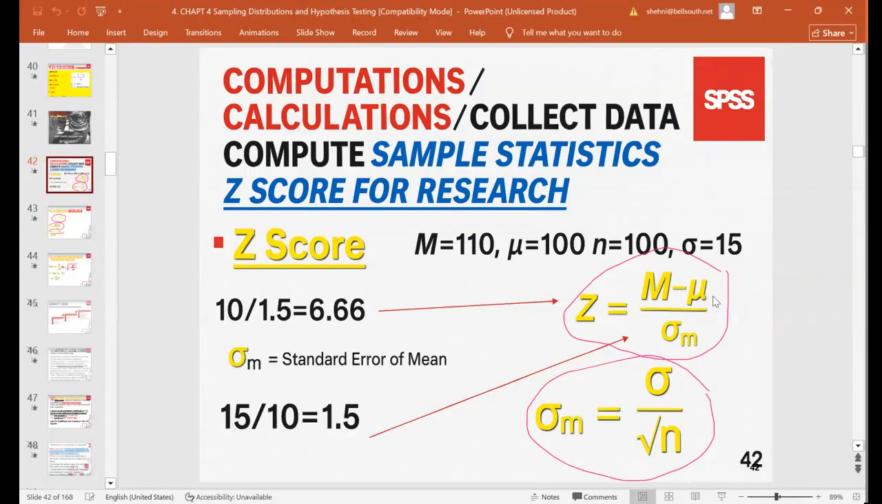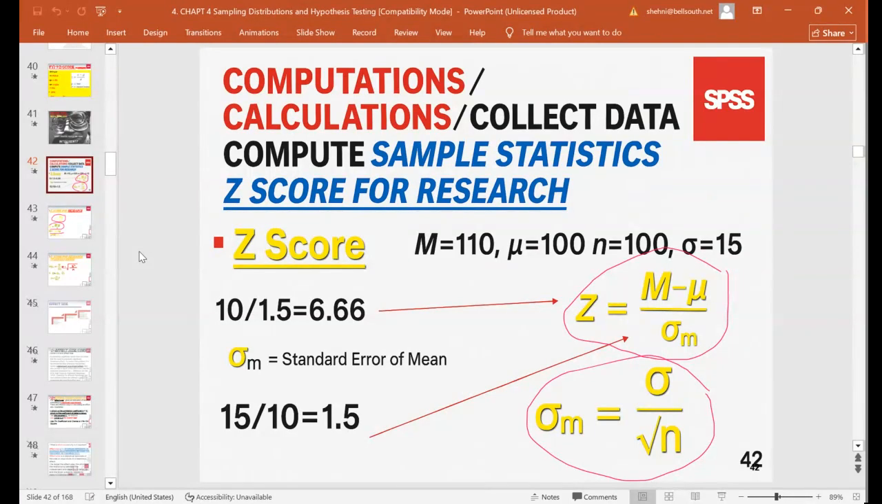110 minus 100 divided by 15, that gives you a Z score of 6.66. So for test hypothesis, this will be step 3. When you calculate the Z score, at step 2, you need to find the critical value for the Z. It depends on your alpha and one-tail or two-tail. We're going to go over it shortly.